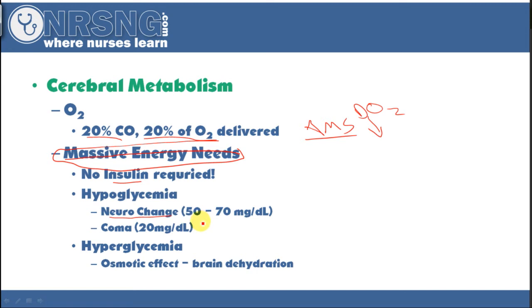So triggered by the sympathetic nervous system, gluconeogenesis plays a role in the conversion of fat and protein to glucose. And then, again, as that happens, the brain does not require that insulin in order to draw glucose into the cells and allow it to use it. But neuro changes will occur when blood glucose reaches about 50 to 70. You might start seeing neurological changes within your patients.